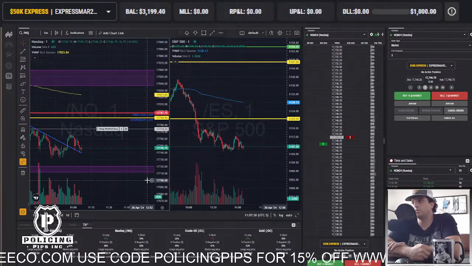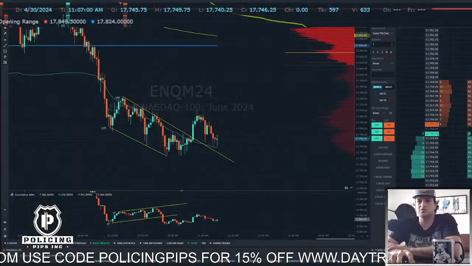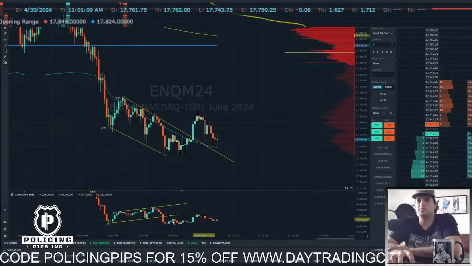Nvidia is pushing up a little though. I think we might catch up some. Let's see what this Delta's doing. Delta's starting to creep up a little.